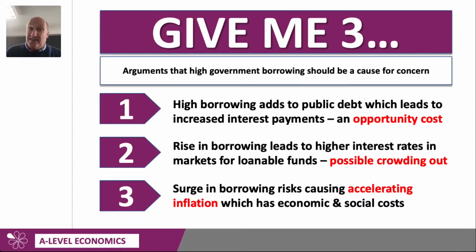The alternative is the government taxes more, in which case the private sector also pays those taxes. But there is a special video on crowding out. If you go to our YouTube site, just type in GDTU crowding out, you'll find a video on that, I think. Surge in borrowing risks causing accelerating inflation. So, of course, this huge rise in government borrowing, 15% of GDP, in theory, could cause a rise in inflation. So it depends on the output gap, but that has costs. That has economic and social costs.